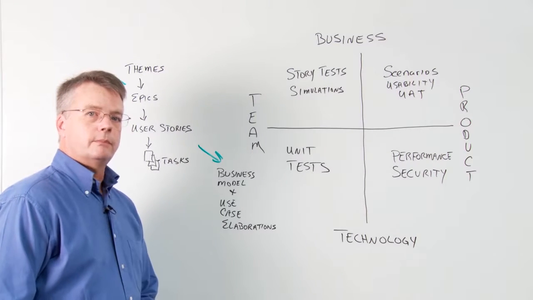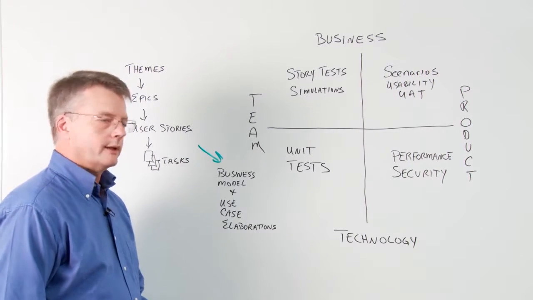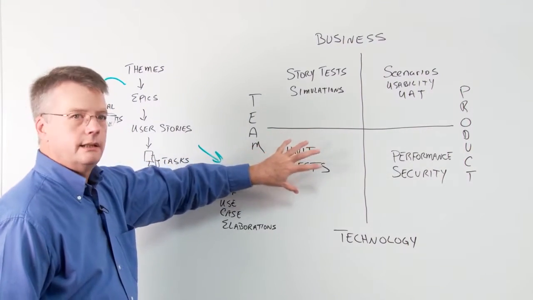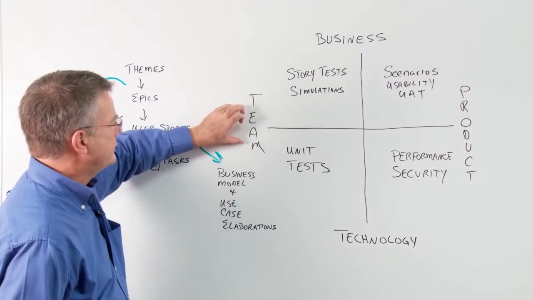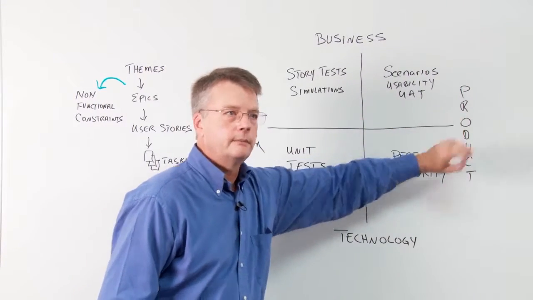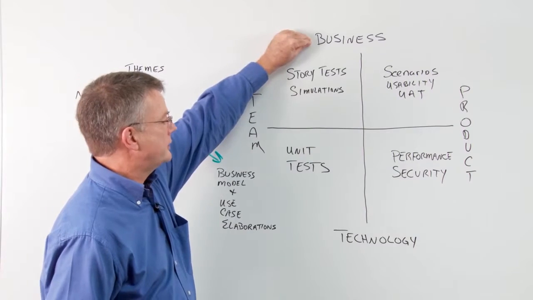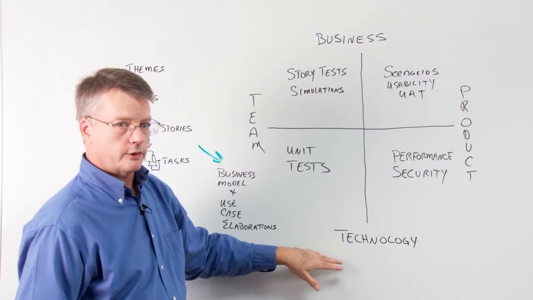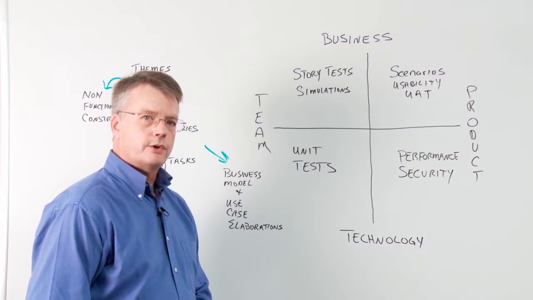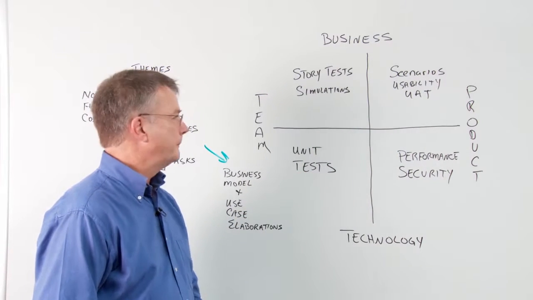So how are we going to test it? Well, some of the work that Lisa and Brian have done is to divide the view, things that are focused towards the team as opposed to focused towards the product, and things that are focused towards the business as opposed to focused towards the technology. And so this gives us a quadrant approach to the different types of tests that we can do.